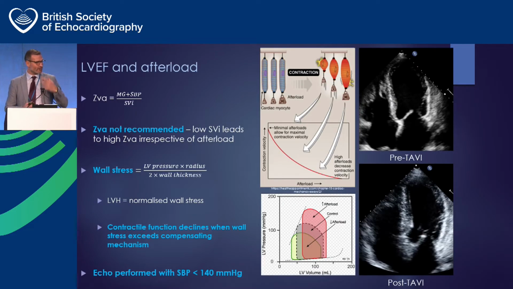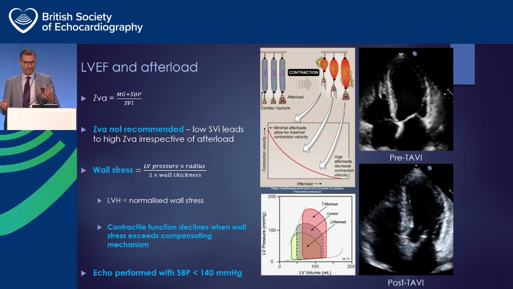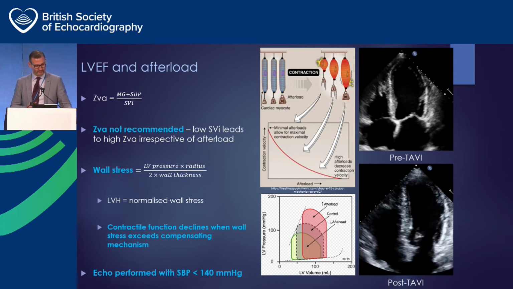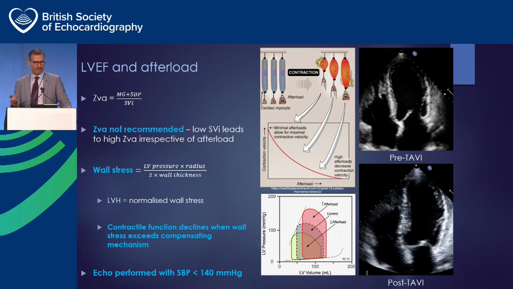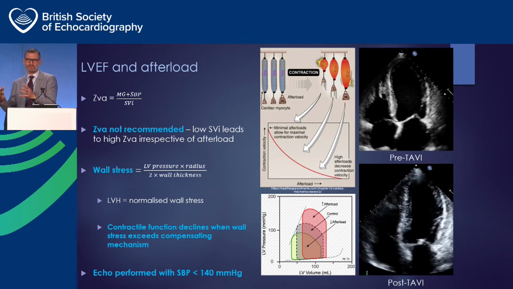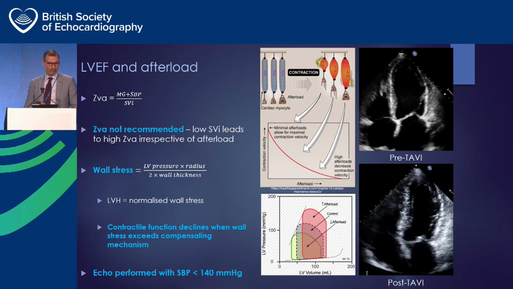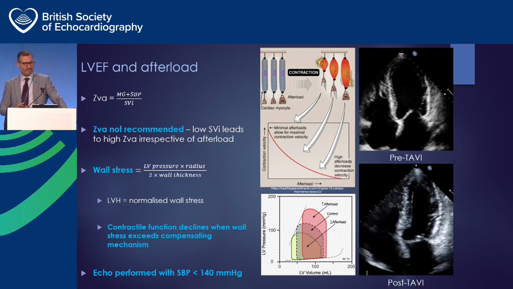And previously, we've calculated ZVA in this scenario, and ZVA is a really simple calculation. It's the mean gradient plus the systolic blood pressure divided by the stroke volume index. And this is a reflection of the total load faced by the left ventricle. But we don't recommend the measure of ZVA anymore.